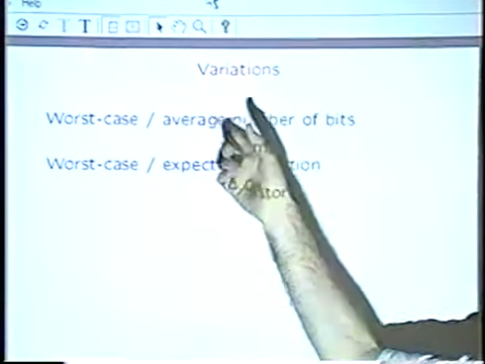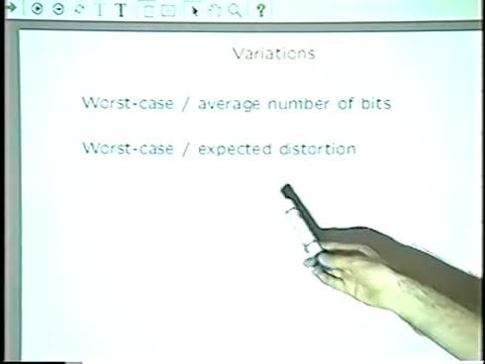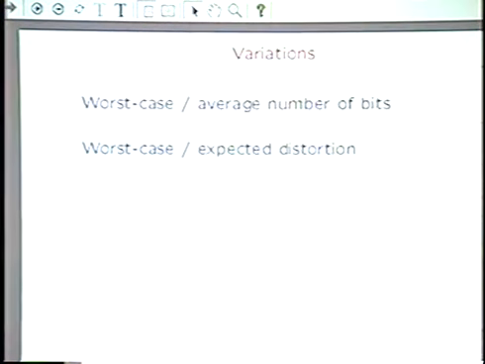Okay. Now, the variations on the problem: you can ask about the number of bits you need in the worst case and the average, just like in the standard source coding case. And you can ask about the worst case distortion or the expected distortion. And I'll try to stay away from these issues, just be more general. Any questions so far?